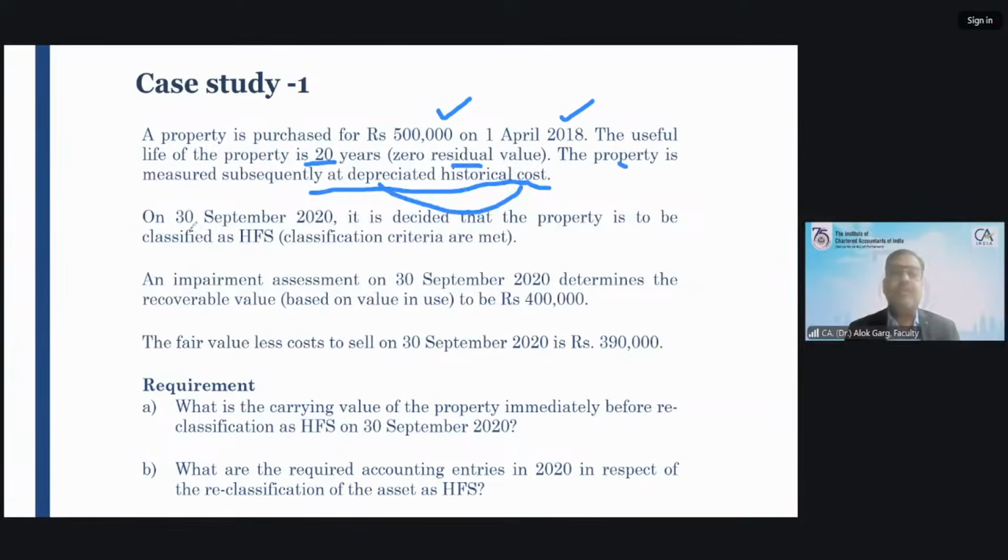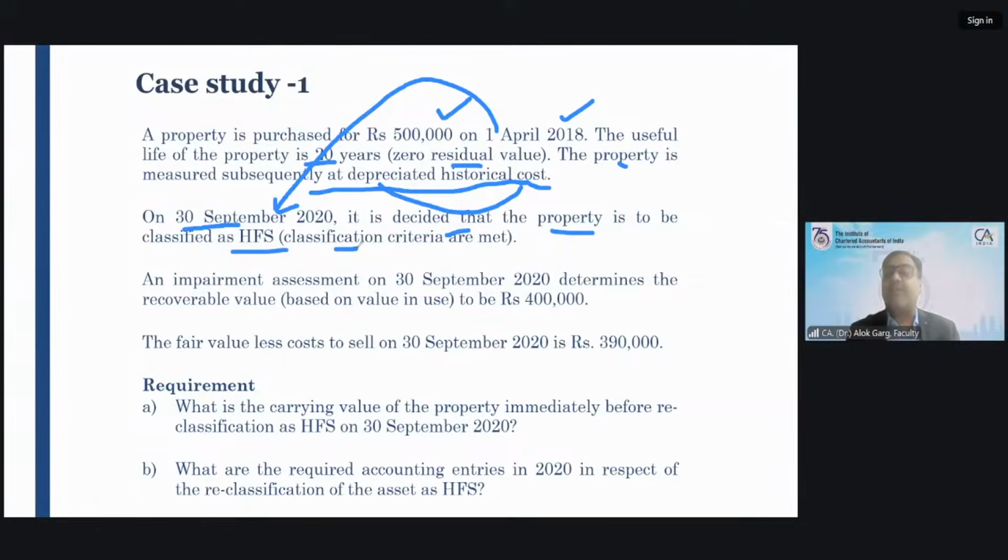On 30th September 2020, it is decided that the property is to be classified as held for sale as classification criteria are met. So from 1st April 2018 to 30th September 2020, what is the period in between? 2.5 years, correct? It is decided that the property is to be classified as held for sale.